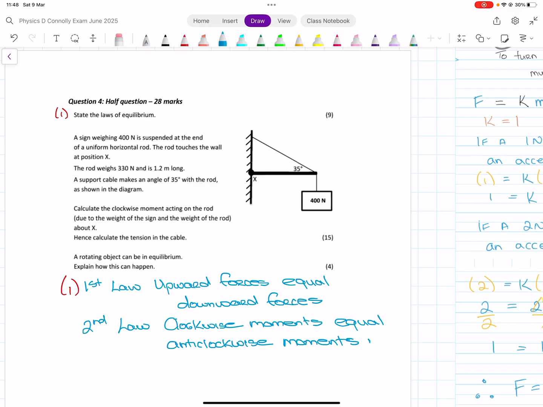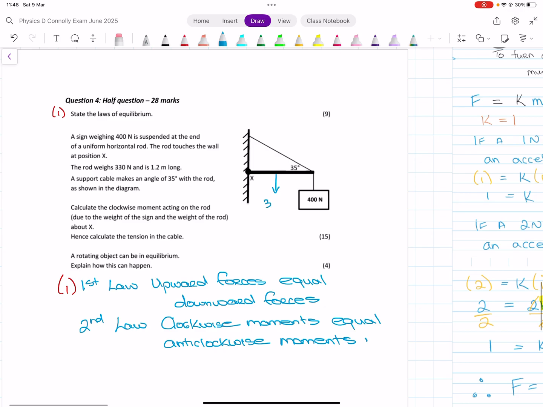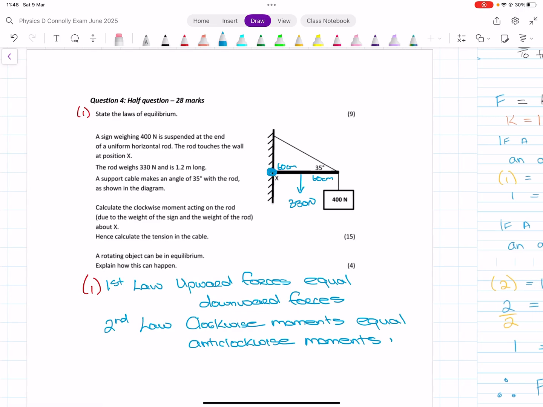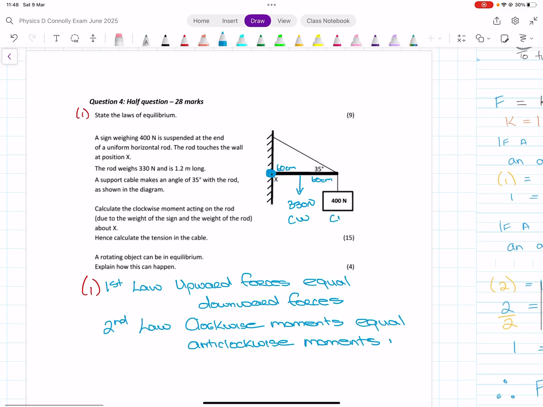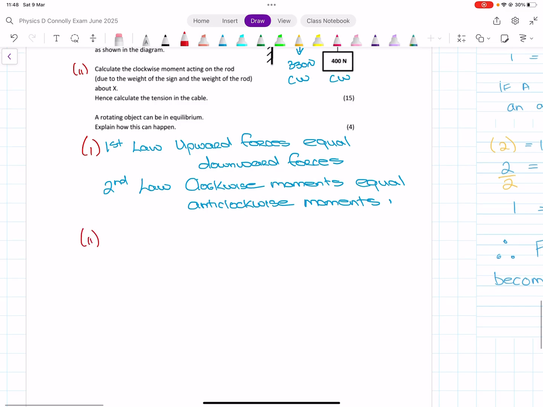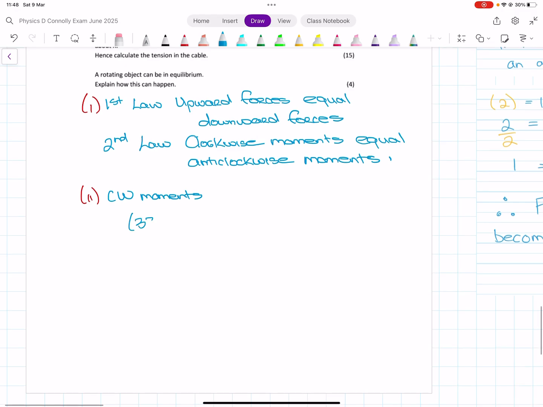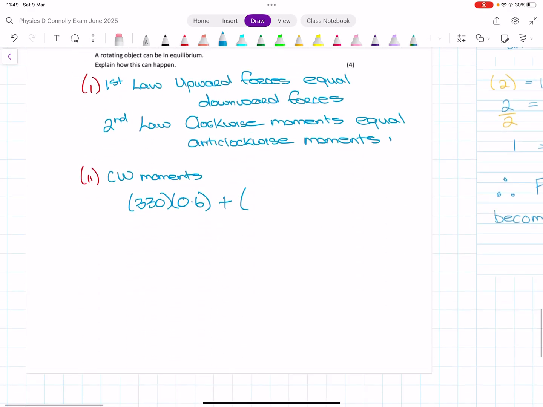So the weight of the rod, the 330, is going to act here, halfway, so this is 60 centimeters and then this is 60 centimeters. If that's my fixed point, both of these are clockwise moments. To calculate the clockwise moments, it is force by distance. For the 330, it's 330 multiplied by 0.6 away from the fulcrum. And then the other one is 400 by 1.2 away from the fulcrum.